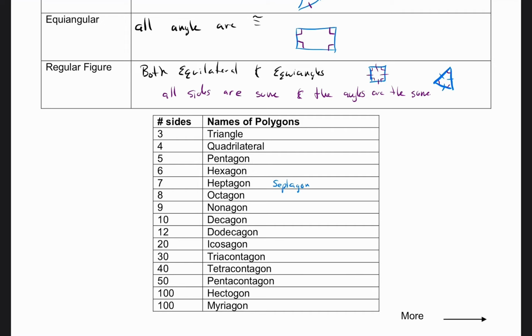And then from there we have a few others there, but for the most part, these first few here are the ones that you're really going to want to know. The rest of them we might call an n-gon. And then we can refer to like a 15-gon or a 30-gon or whatever from there. But we do use those names for those first few, triangle, quadrilateral, pentagon, hexagon, and so on.